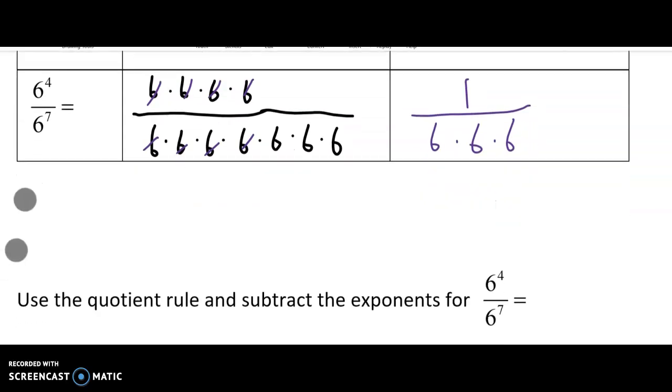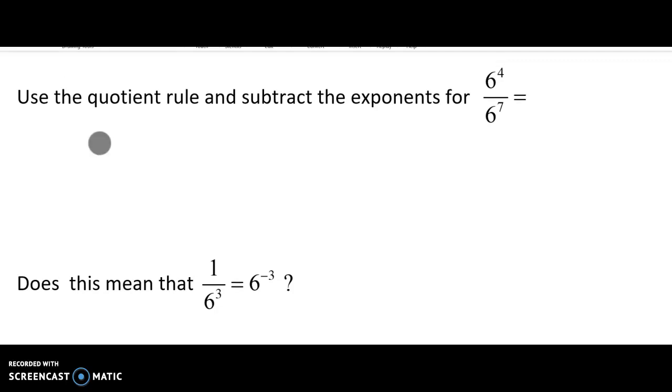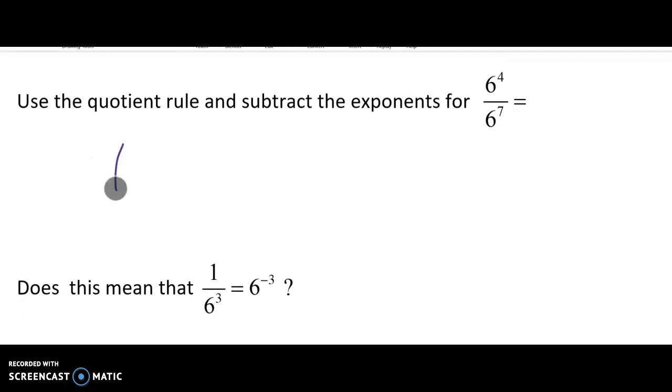What does this mean? Let's try using our quotient rule to subtract the exponents. So 6 to the 4th, when we were dividing powers with the same base, we knew we could subtract the exponents. So we can represent 6 to the 4th over 6 to the 7th as 6 to the 4 minus 7, or 6 to the negative 3. We have 6 to the negative 3.